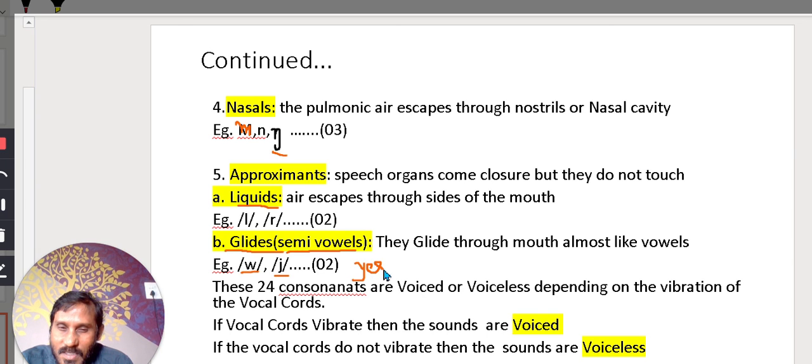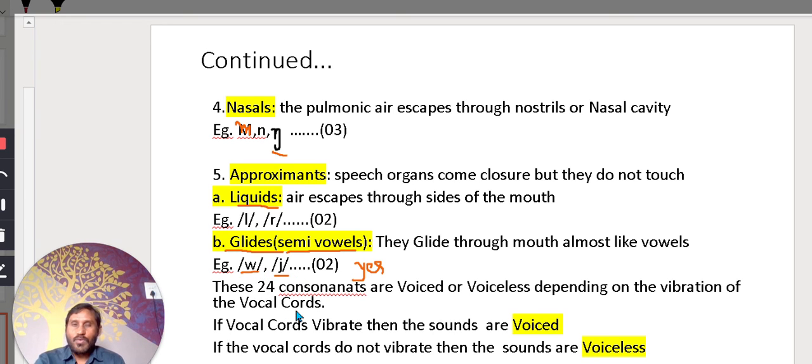It is not yes, it is yes. For example, you write, of course I'll explain in my next videos. So this is the ya sound. When you write the letter j, it represents the sound ya. So wa, ya. So these are semi-vowels.